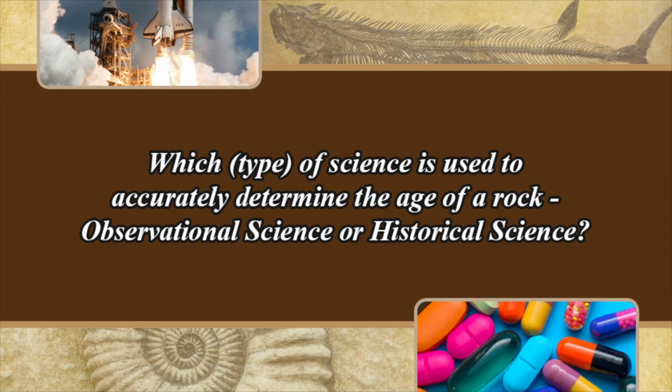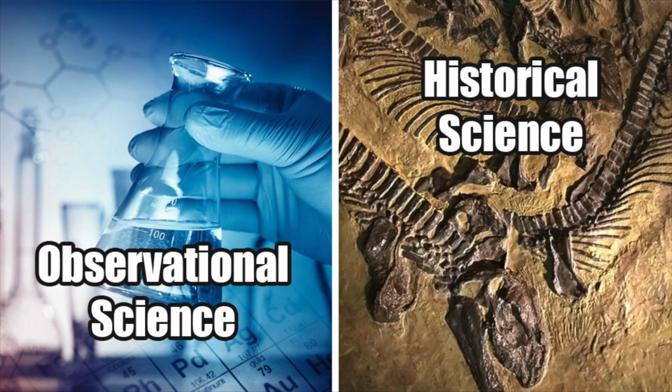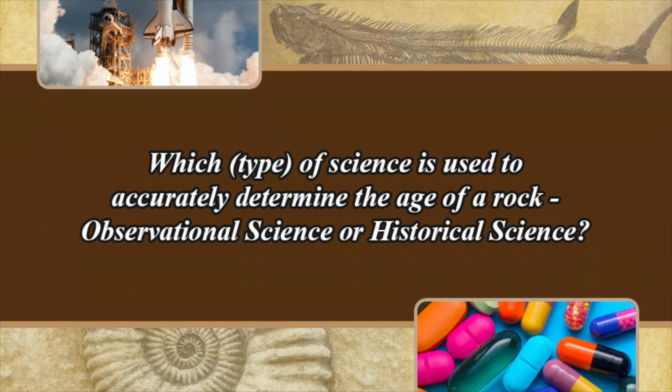Which type of science is used to accurately determine the age of rocks? Observational science or historical science? This was a trick question. If you said you need both observational science and historical science, you're correct in that. But the word accurately cannot be used. Going back to the example of the hourglass, since we haven't observed the initial conditions and we haven't been watching the sand the whole time, we don't know if any changes have been made to the hourglass, so we must make assumptions.